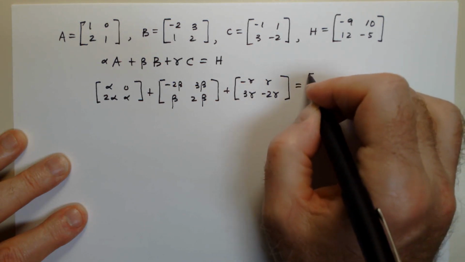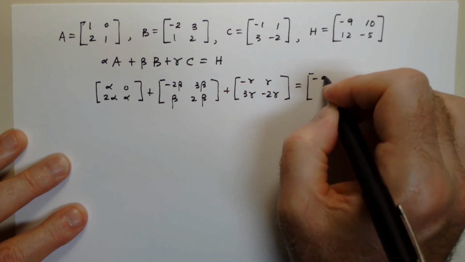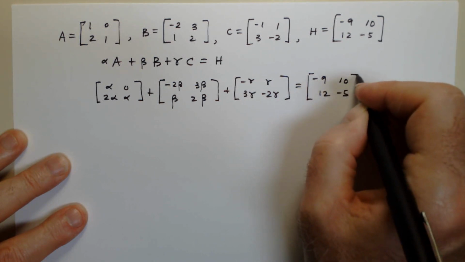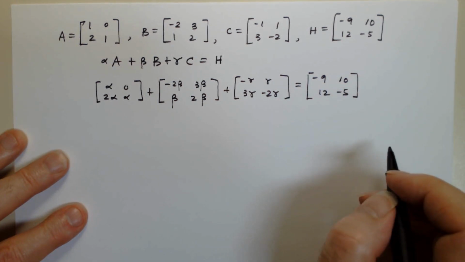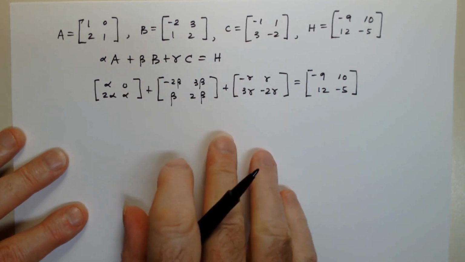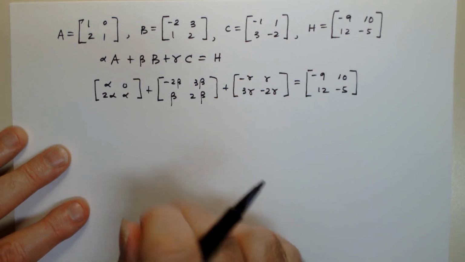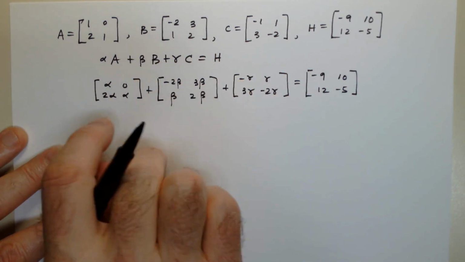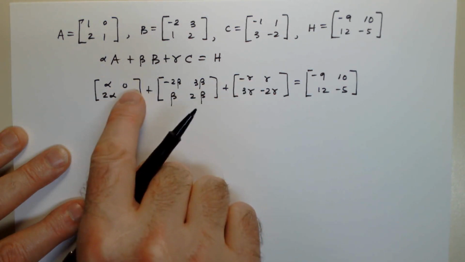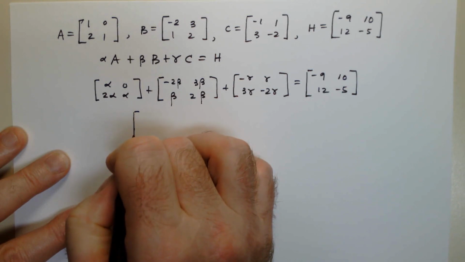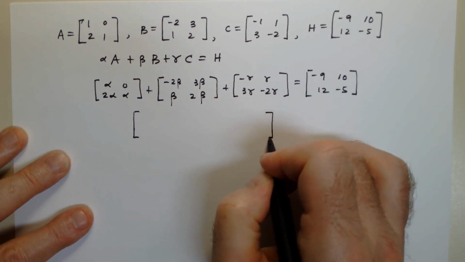And this is supposed to equal the matrix H. Now, you don't have to do this next step once you get really proficient in this. You wouldn't have to do this intermediate step, but what I want to do is write this as a single matrix on the left-hand side by adding element-wise or entry-wise. So we'll end up with a single 2 by 2 matrix on this side.